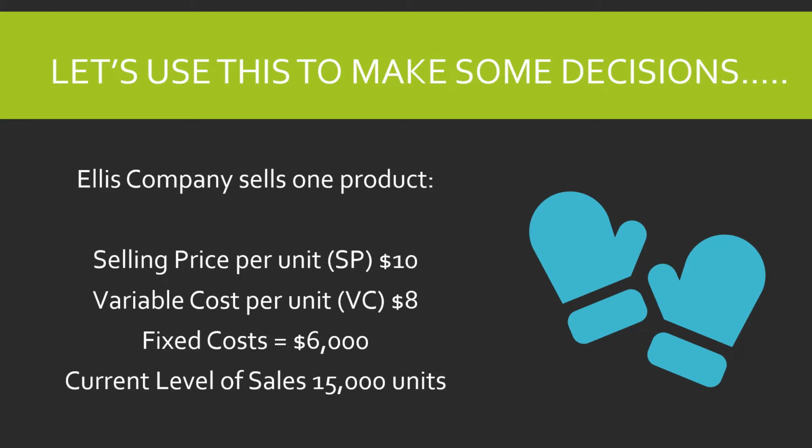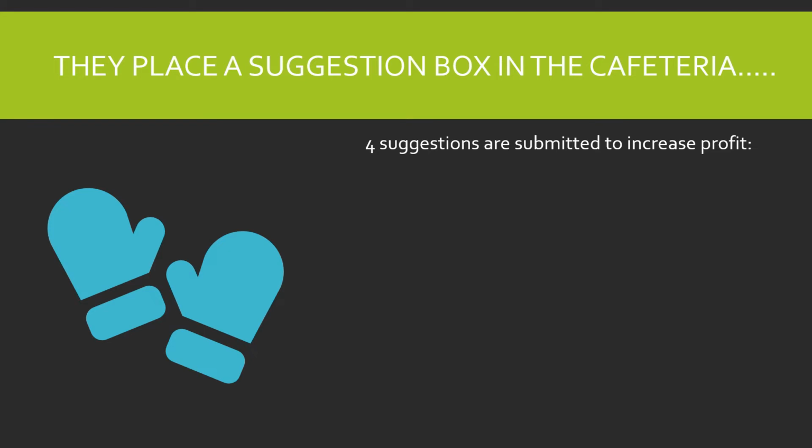So let's use some of these thoughts to make some decisions. Ellis Company sells one product. Their selling price is $10 a unit, variable cost $8 a unit, fixed cost $6,000, and their current level of sales is 15,000 units. So they place a suggestion box in the cafeteria, and 4 suggestions are submitted to the box to hopefully increase profit. And the first one says, you should increase advertising by $5,000 and your sales will increase to 18,000 units.